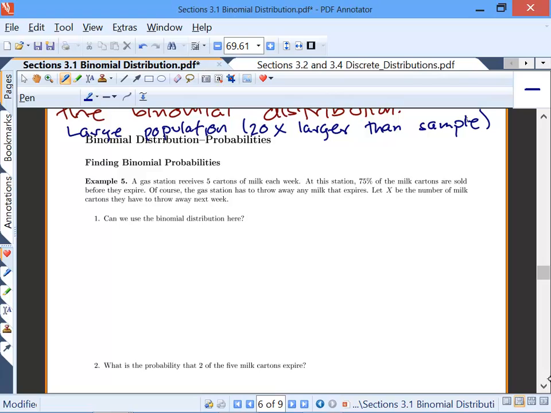Now let's actually practice finding these probabilities. For our first example, a gas station receives 5 cartons of milk each week. At this station, 75% of the milk cartons are sold before they expire. And of course, I have to throw away the milk that expires. Let X be the number of milk cartons they have to throw away next week. Your first question is always, is the binomial distribution going to be appropriate? What's the first thing you want to check? Start telling me yes or no for everything.